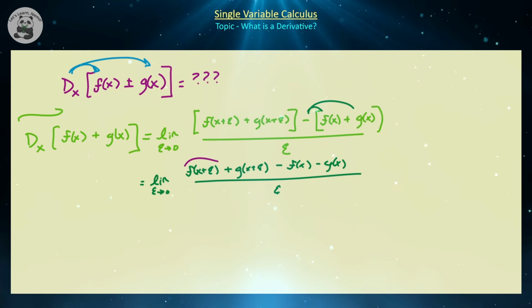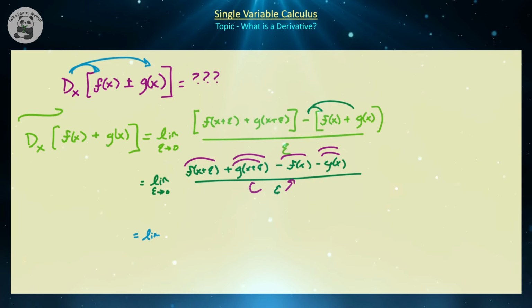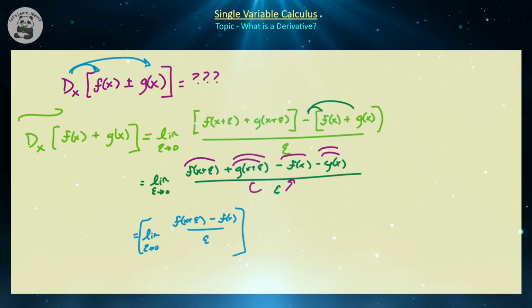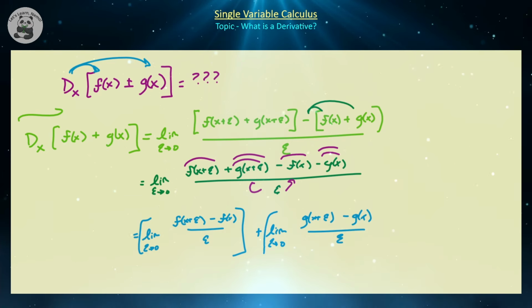Now what I'm going to do is associate the f's together and associate the g's together, and then distribute this fraction into two smaller fractions. So I'm going to write this as the limit as epsilon approaches 0 of f of x plus epsilon minus f of x, all divided by epsilon, and I'm also going to distribute the limit over the sum and difference as well, and then we're going to have plus the limit as epsilon approaches 0 of g of x plus epsilon minus g of x, all divided by epsilon.